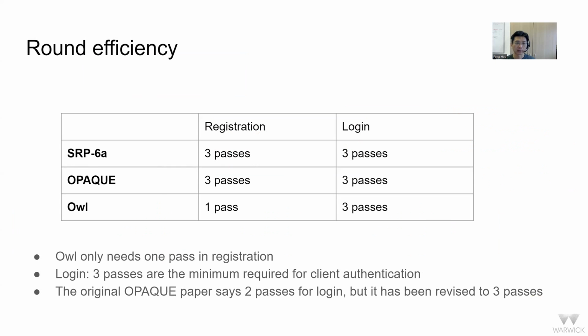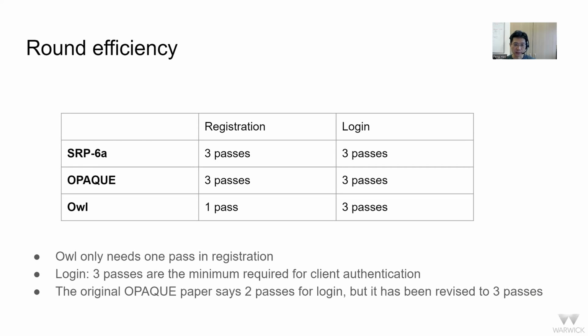First, we look at the round efficiency. In the registration phase, OWL only requires 1 pass, while the 2 other protocols require 3 passes. In the login phase, all 3 protocols have the same number of passes.